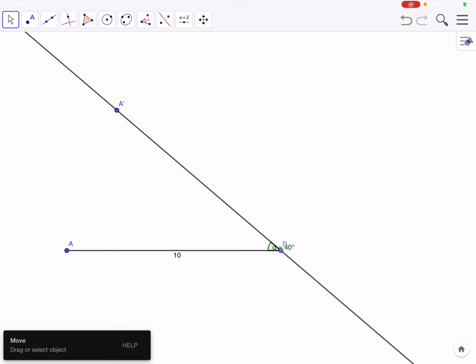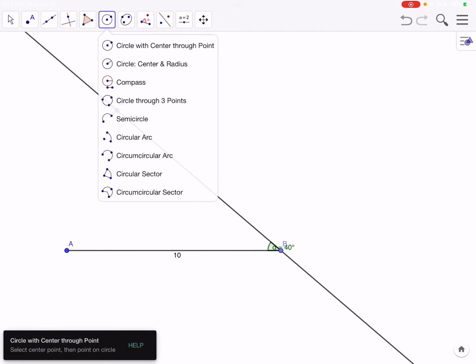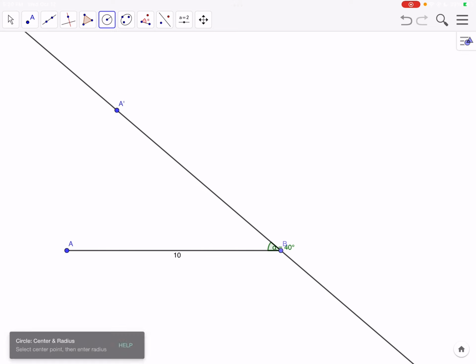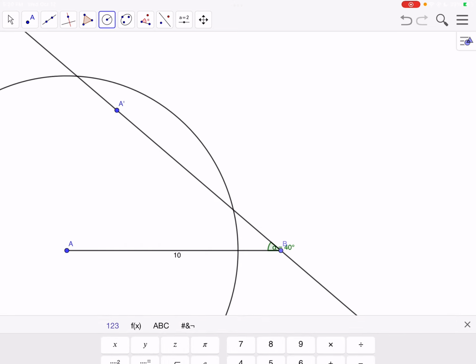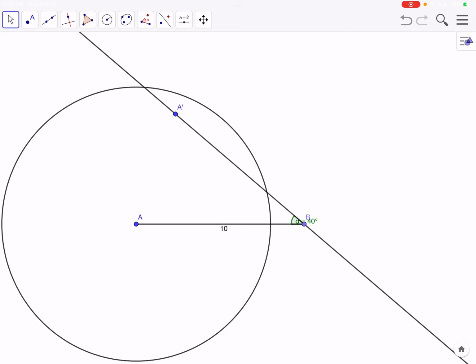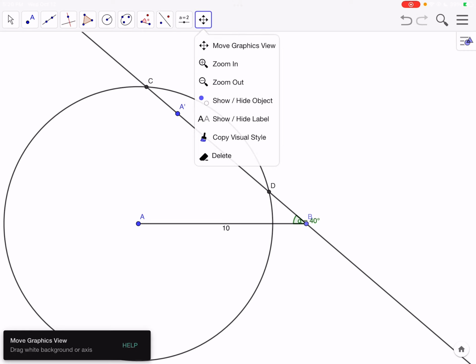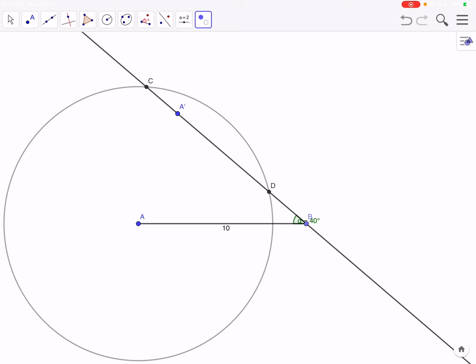The issue is we know the side opposite the 40. So I'm going to use my compass. I'm going to create a circle with a radius of 8 on the other vertex. And what you'll see is that it hits the line twice. There are two spots that fit the requirements. So just so we can see it a little better, let's hide some stuff.